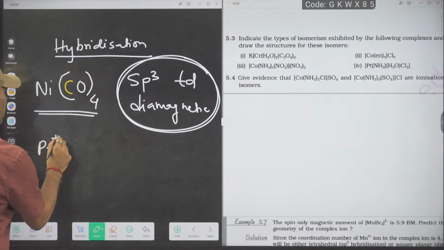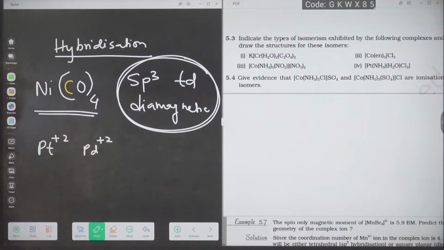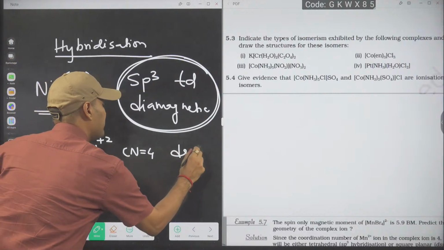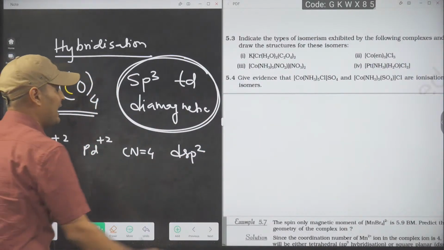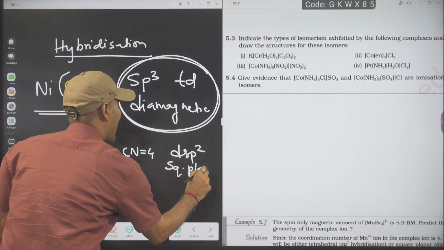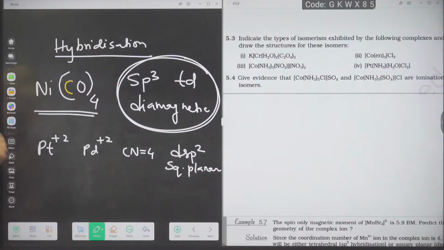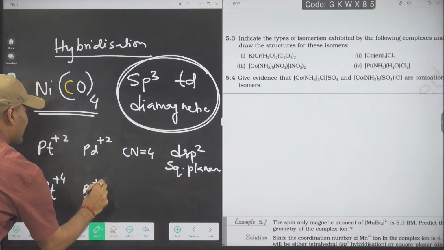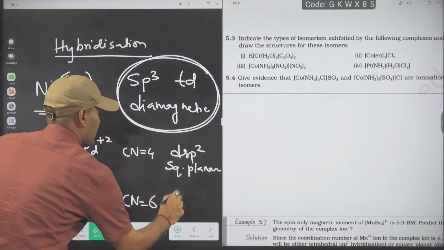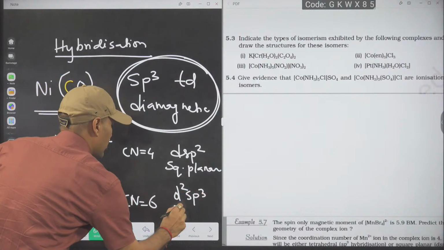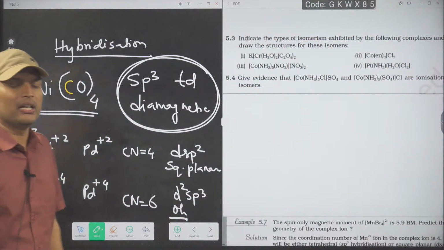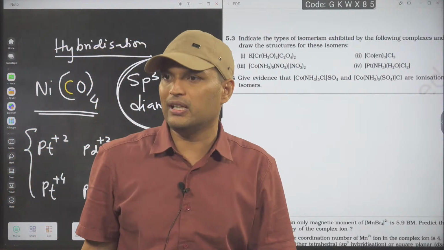Platinum complexes are there: platinum +2. Palladium. You know what the coordination number is? 4. It is always dsp2, irrespective of ligand, always dsp2 square planar. If you have platinum +4 and palladium +4, coordination number 6, it is always d2sp3 octahedral, irrespective of ligand. Very important point. You take a weak field ligand or a strong field ligand.